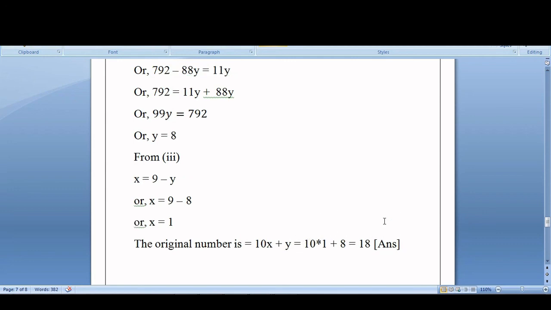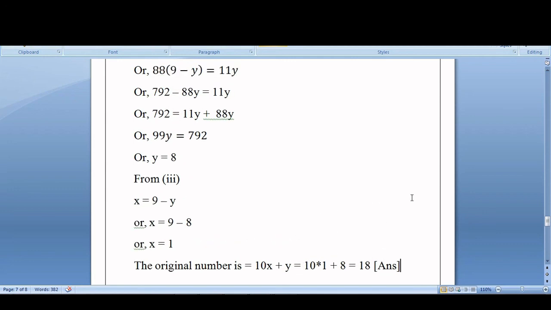Okay, so this is the last video and I'm ending this part. In the next video we will discuss the graphical method to solve linear equations.